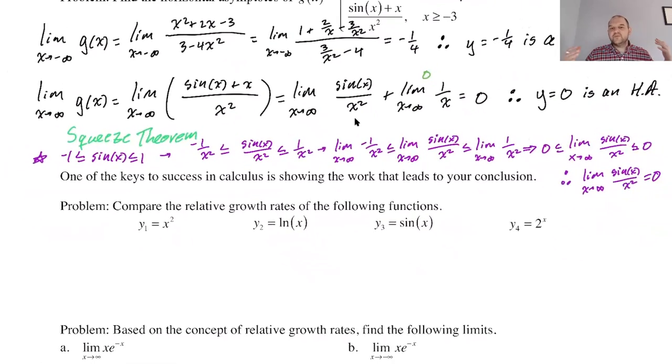So we learned the squeeze theorem. If we can trap it between two things that we know the limit of, and those limits are the same, and it's stuck in between them, it must have the same limit. It's like the transitive property, basically.